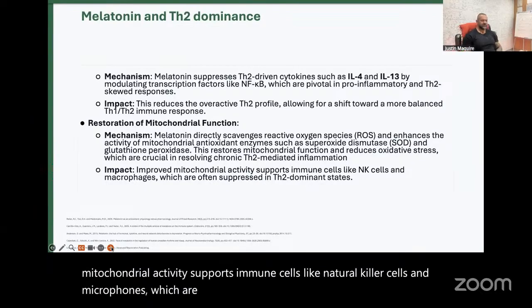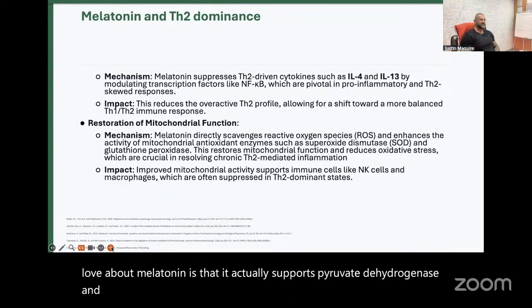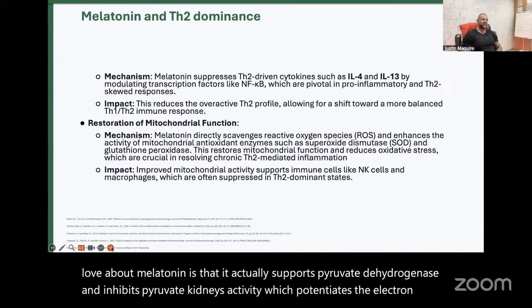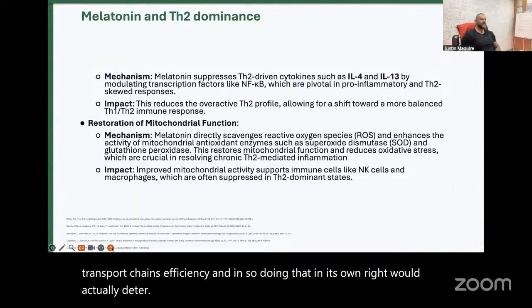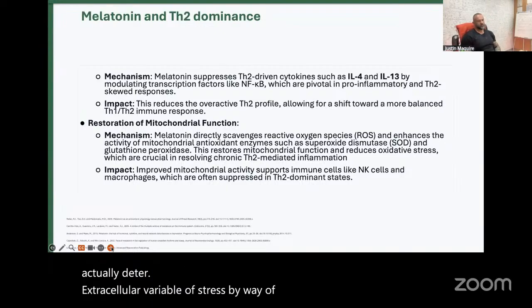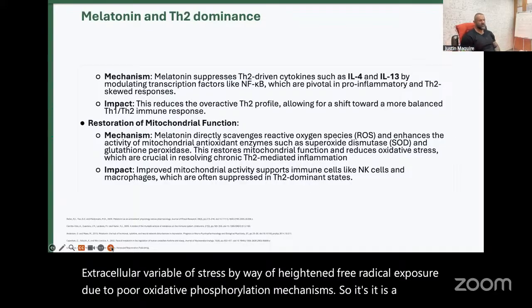in Th2-dominant states. What I love about melatonin is that it actually supports pyruvate dehydrogenase and inhibits pyruvate kinase activity, which potentiates the electron transport chain's efficiency. And in so doing, that in its own right would actually deter an extracellular variable of stress by way of heightened free radical exposure due to poor oxidative phosphorylated mechanisms. So it is a very powerful antioxidant for the mitochondria.